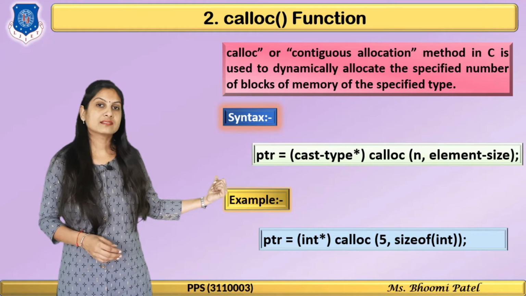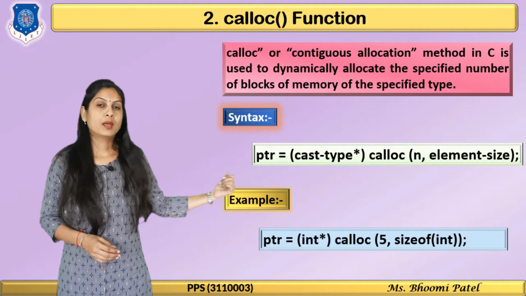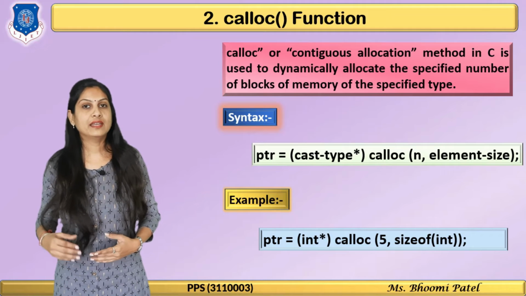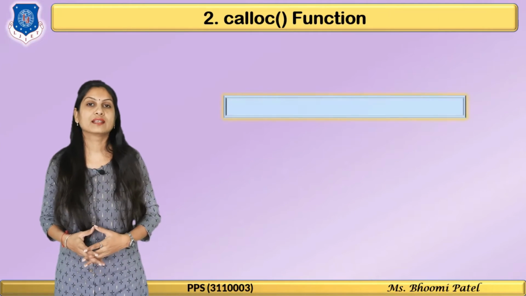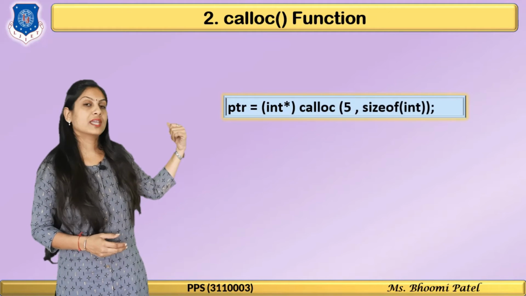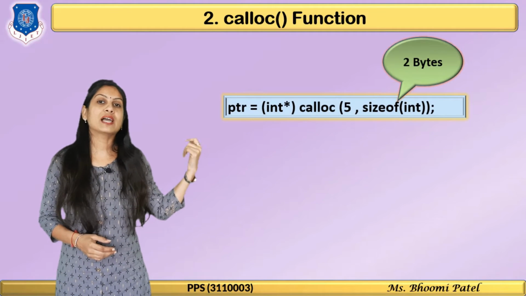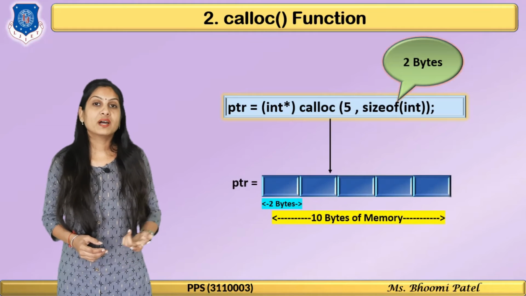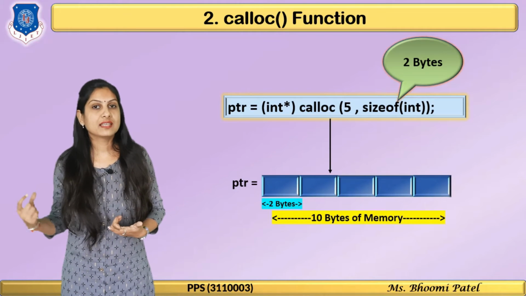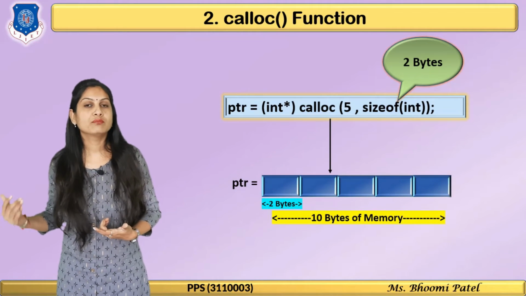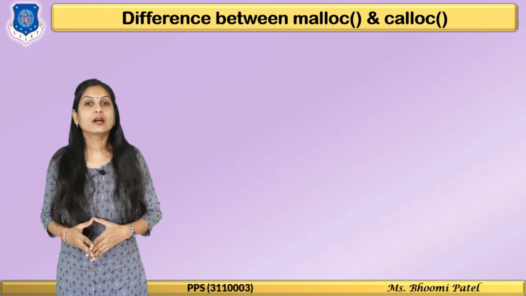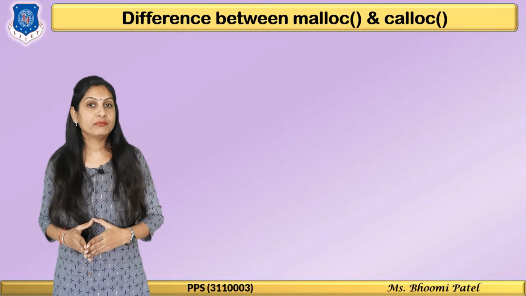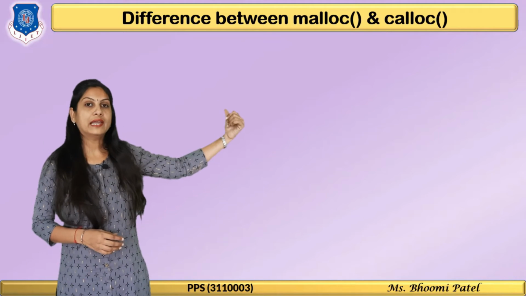Malloc has a syntax like n into size of, but here the syntax is like n comma size of integer. Let's understand with an example. Here the same size will be allocated, that is 5 into 2, 10 bytes. But the 10 bytes is not a single block; 5 different blocks will be created, as you have seen in the figure.